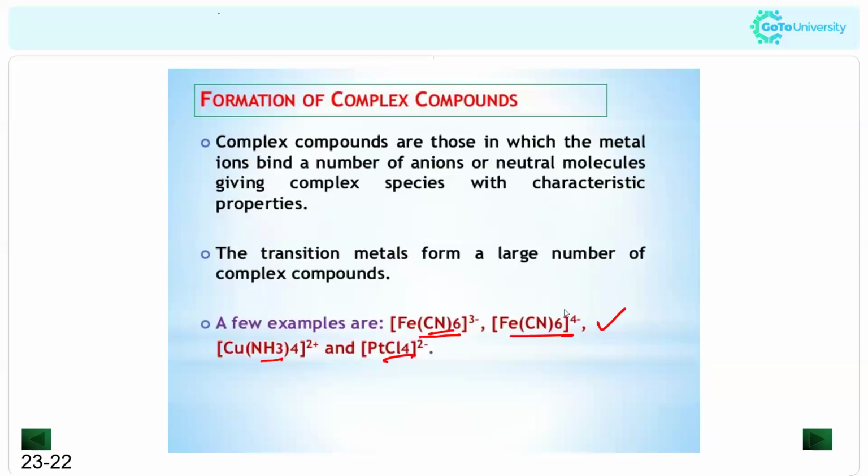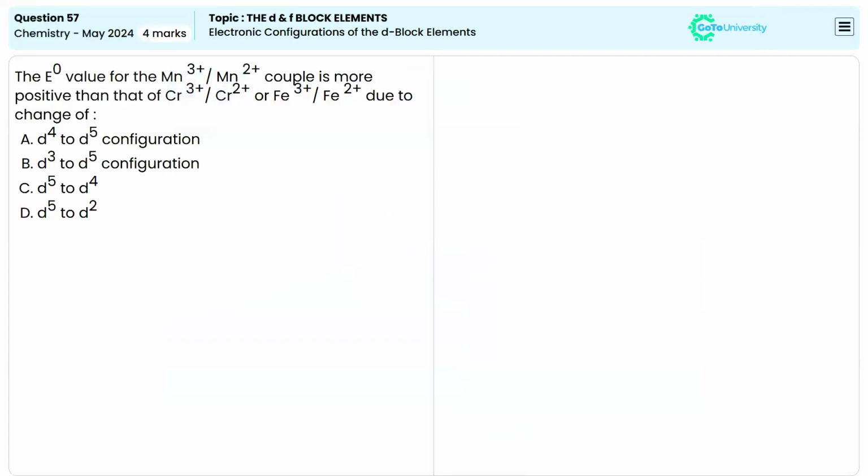Now we can go to the questions from the past papers. So we can start from the recent past paper, 2024. See, here the question is: the E0 value for the Mn3+/Mn2+ couple is more positive than that of Cr3+/Cr2+ or Fe3+/Fe2+ due to which reason? So what is the reason for that?